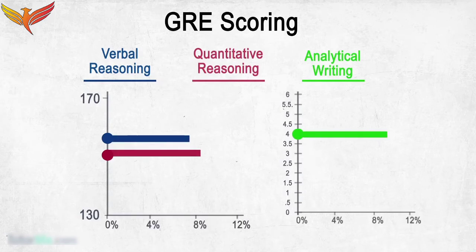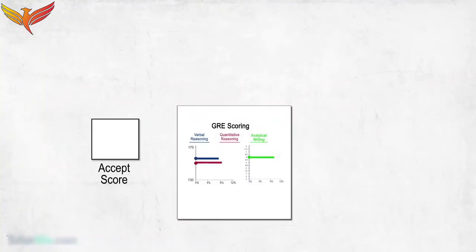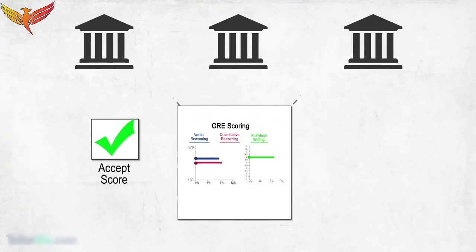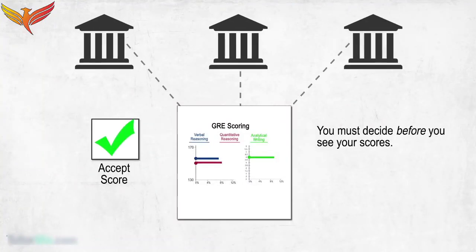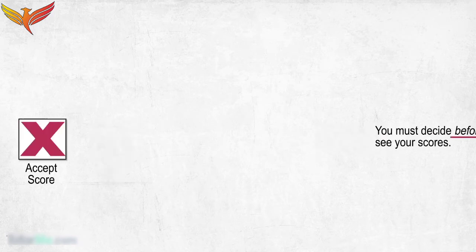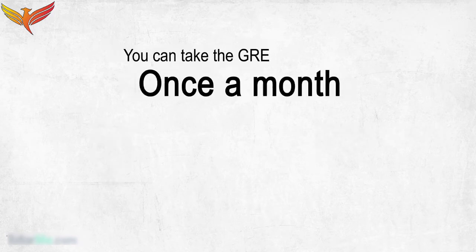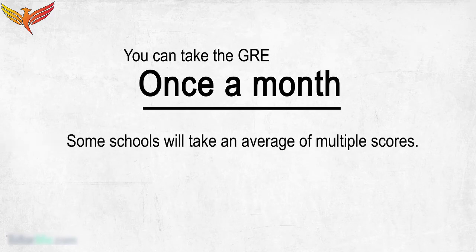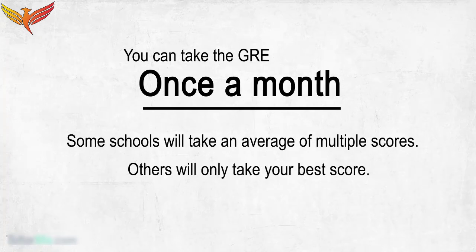This is an important note. You will have to decide whether or not to accept your scores and which schools to send them to before you see your scores. Yes, you can cancel your scores immediately after the test, but before you see your scores. You can take the GRE only once a month. Some schools will average out your scores if you send multiples. Other schools will only take your best score. It depends on the school, so make sure you're aware of the situation before you assume that your best score will be accepted by every school.